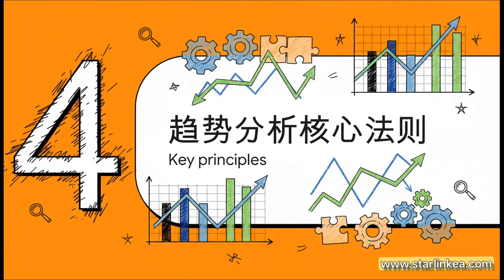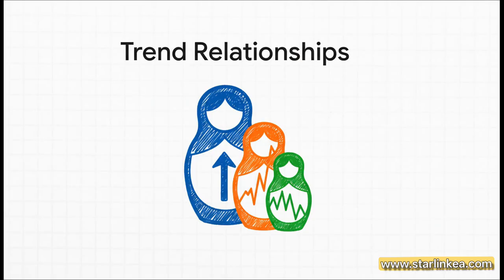All right, let's pull all these ideas together with some core rules. Because having a framework, having principles to follow, that's what makes this real analysis and not just random guesswork. These are the key things you've got to remember. I want you to think about trends like those Russian nesting dolls. You've got the small ones, the short-term trends, they fit inside the medium-term trends, and all of those fit inside the big one, the long-term trend. Now, that big long-term trend, it's the boss. It sets the main direction, but, and this is so critical, any major change in direction always starts with the smallest doll, the short-term trend.